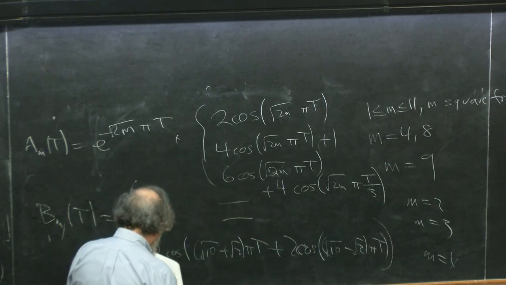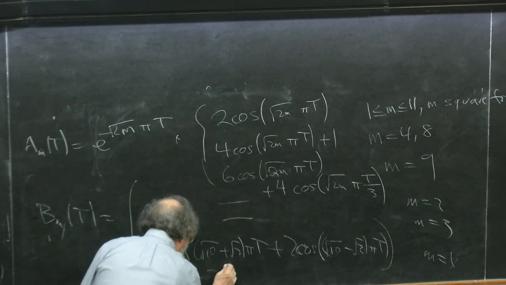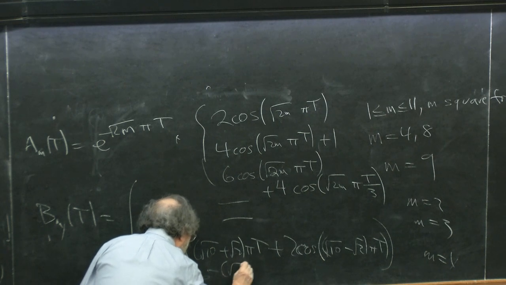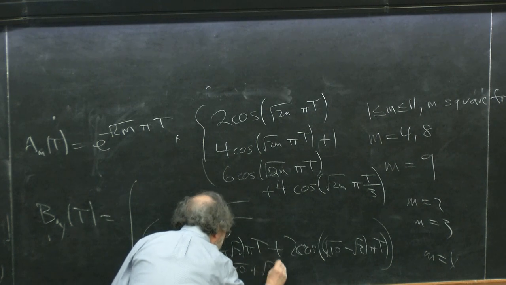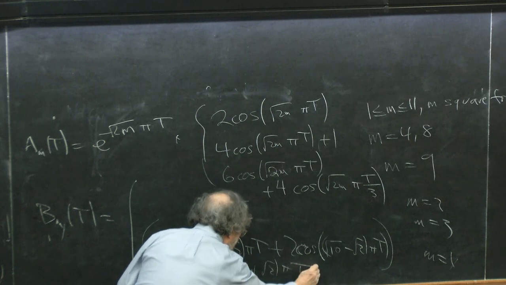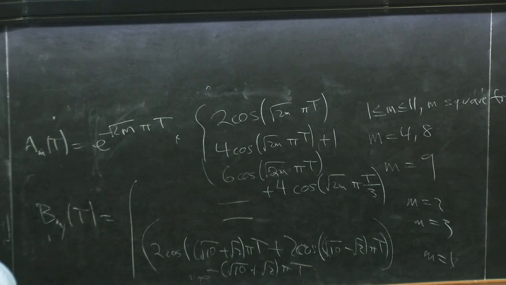So it's 2 cosines, and then there's a single exponential, which is, again, what you now might expect, square root of 10 plus the square root of 2 times pi times t. So the b terms have a more complicated exponential, which is e to the minus pi times the sum of 2 square roots of even numbers instead of a single square root. But now if you keep going, you'll eventually come to your first C, which is 3 things.